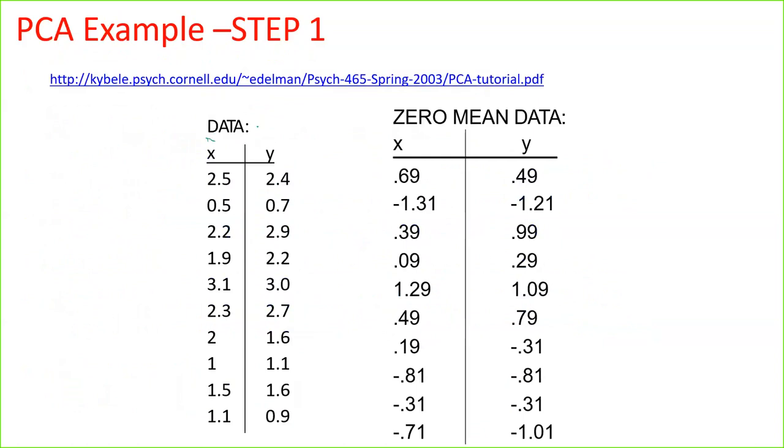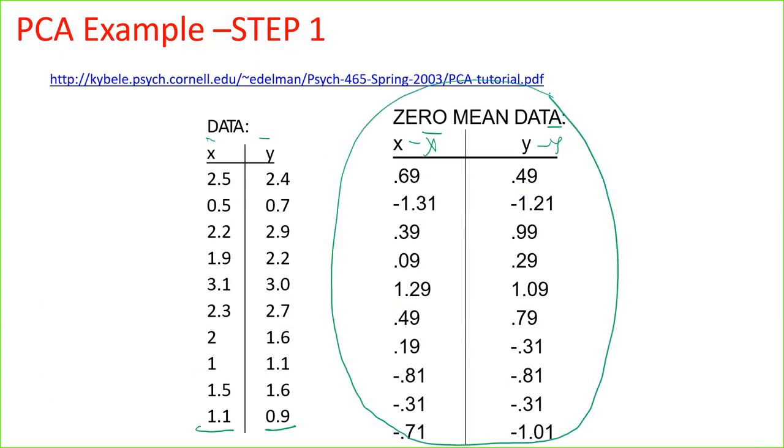There are two dimensions, X dimension and Y dimension. Compute the mean of the X dimension, compute the mean of the Y dimension, right? So here X minus X bar, Y minus Y bar, you compute. So this is the zero mean data, which means data after subtracting the mean. Clear? Step one is subtract the mean from the data, right? This is what we call zero mean data.